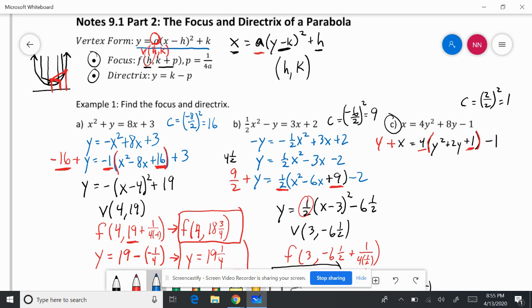I'm going to do 2 steps in one. I'm going to factor it. And then I'm going to subtract the 4. Now, this is where it gets a little tricky. For the vertex, this right here is the opposite. So that's negative 1. That's my y value. This right here stays the same. That's my x value. So that's my vertex. Now what I'm going to do is find my focus.